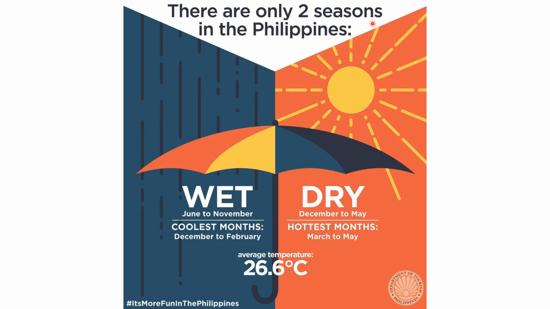So there are only two seasons in the Philippines, wet and dry. The wet season occurs from June to November. The coolest months are from December to February. The dry season is from December to May. The hottest months are March to May. The average temperature in our country is 26.6 degrees Celsius.